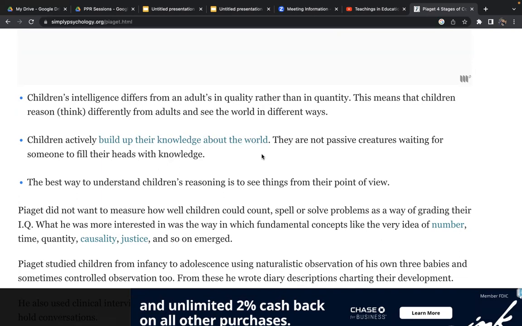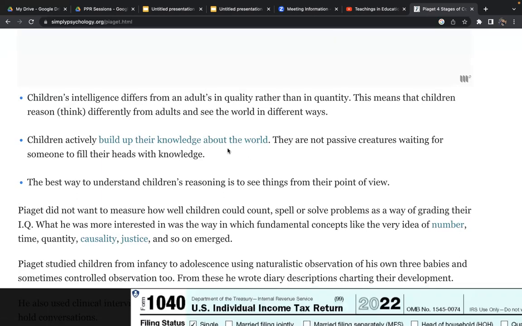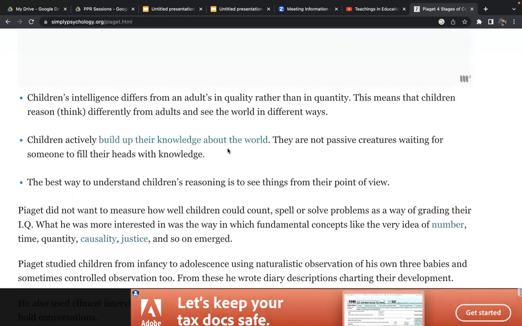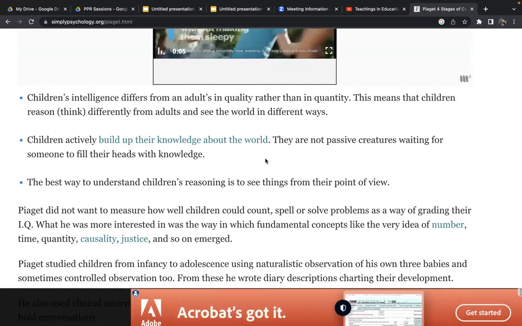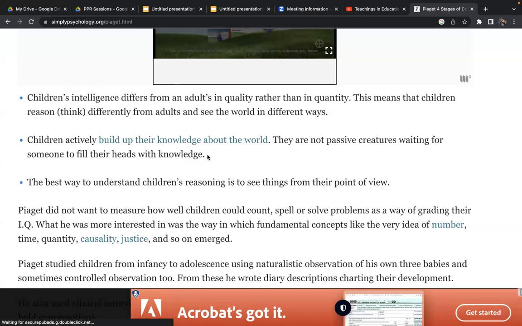So they are sponges trying to build. They don't have past experiences to abstract or predict what will happen. They are not passive creatures waiting for someone to fill their heads with knowledge. Remember that always. Our students are not passive creatures, and we're not going to come by with a pitcher of knowledge and pour it into their brain. The knowledge has to be formulated in their brain. A neurological pathway has to be made through activities and wonder and question and movement.